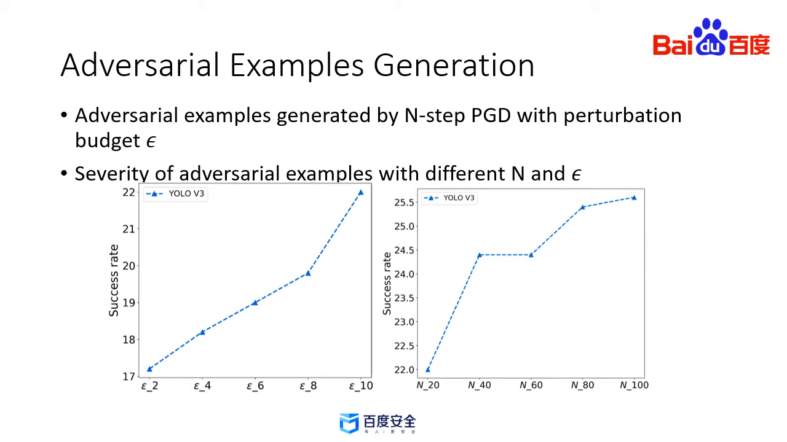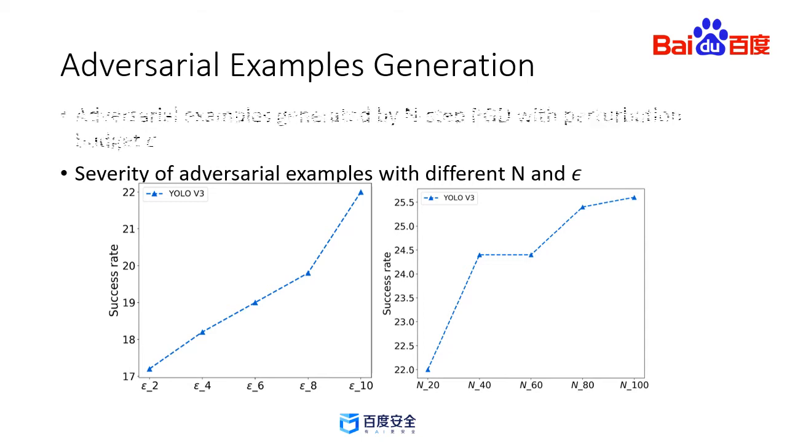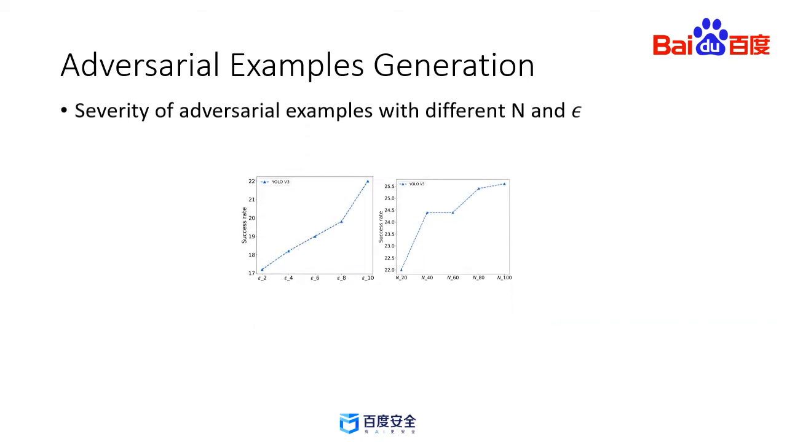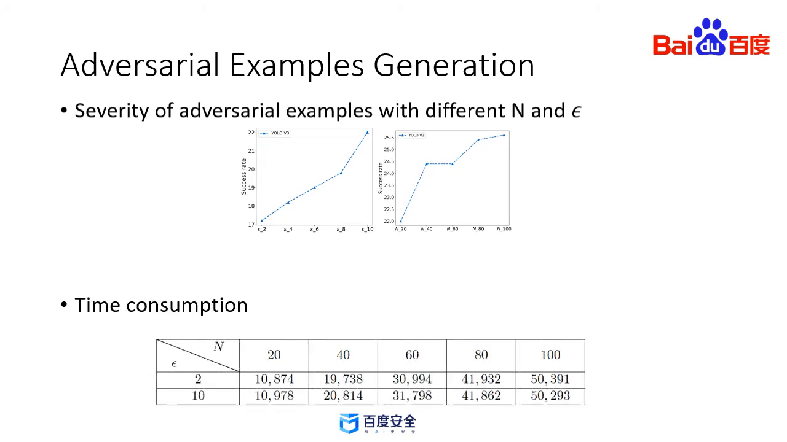And the right-hand side figure indicates that the attacker also has incentive to choose the large n in order to fool the object detector. However, a large iteration number requires a huge time consumption. The table shows the time used to generate 5,000 adversary examples with different iterations. We observe that the time consumption increases almost linearly with the steps, while budgets barely affect the time consumption. So choosing larger epsilon might bring more benefits, and choosing as large n as possible is not always a good strategy to generate severe adversary examples.